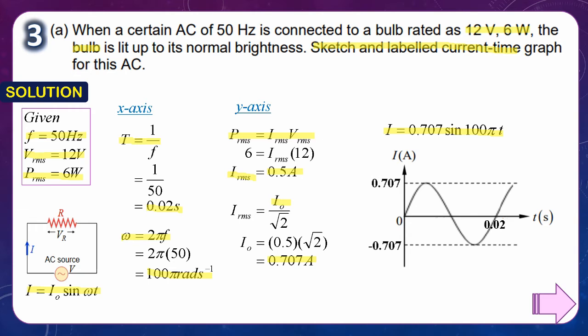0.707 sine 100 pi t. Referring to this equation, when we sketch the graph for this alternating current, we can label at the y-axis the value for I naught and at the x-axis the value for the period. Because this is a sine graph, we just sketch the sine graph. This is the labeled current time graph for alternating current.